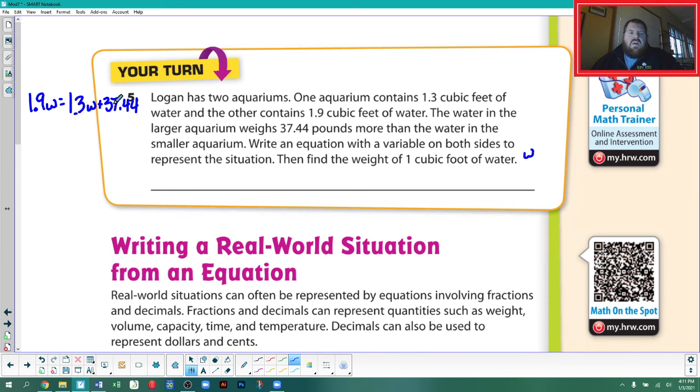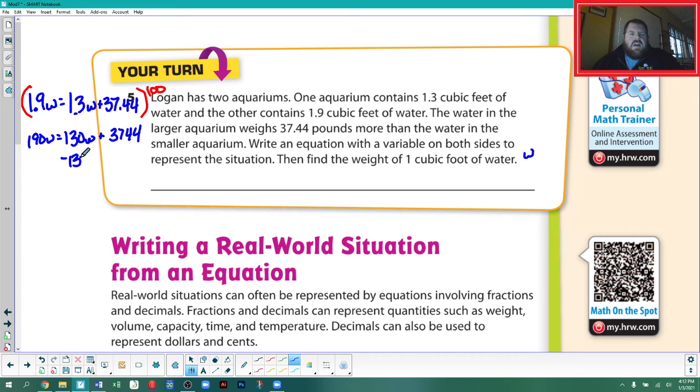Okay. And now we want to do the same thing they did. Since I have 2 decimal places here, I'm going to multiply this whole equation by 10 to the second power, which is 100. And that's going to get rid of all my decimals. Multiplying by 100 just moves the decimals 2 places to the right. So this becomes 190 W. This becomes 130 W. And this becomes 3,744. So now I'm just going to follow my solving equation steps.